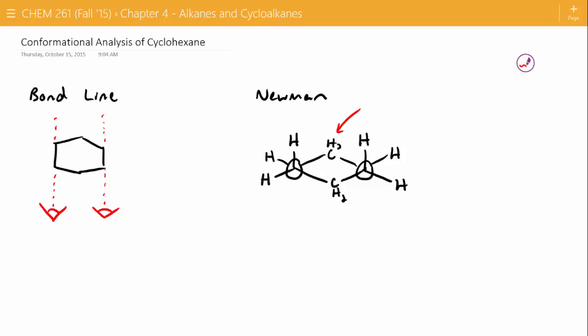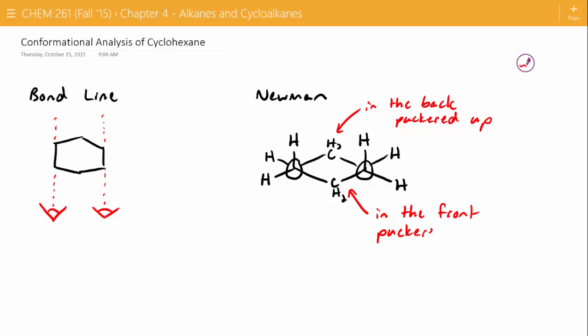The CH2 is in the back, puckered up. This one's in the front, puckered down. What are the angles between each of these? Yeah, that's the weird thing with Newman projections, is we also have to account for the fact that each of the carbons in here is sp3. So the angles are going to be 109.5.